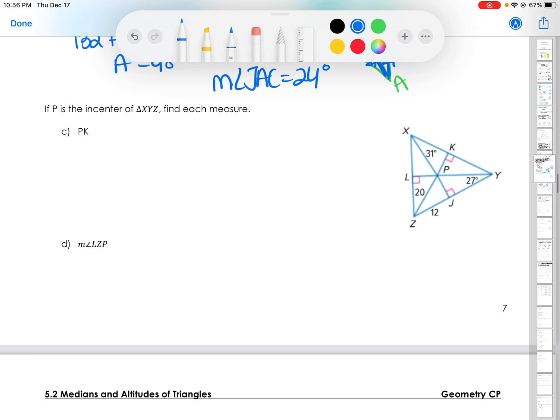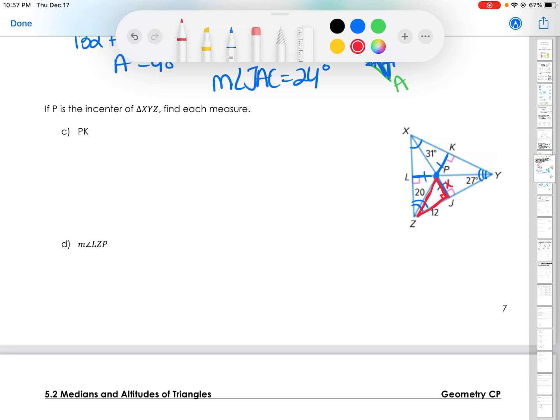Let's take a look at the next one. So if P is the incenter, so here's my incenter, of the triangle, we want to find these measures. So PK is our first question. So here, when we have an incenter, we know that all the ones with 90 degrees are congruent to each other, and we know that all of the angles are being bisected. Okay. All right, so if we want to find PK, kind of using similar logic as before, we can find any of those blue lines, and they are going to be the same. So I'm going to look for the one that has two measures on it, since I know they're all forming right triangles, and it's this one right here.